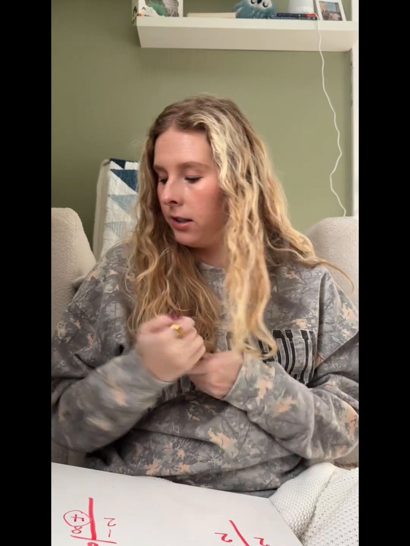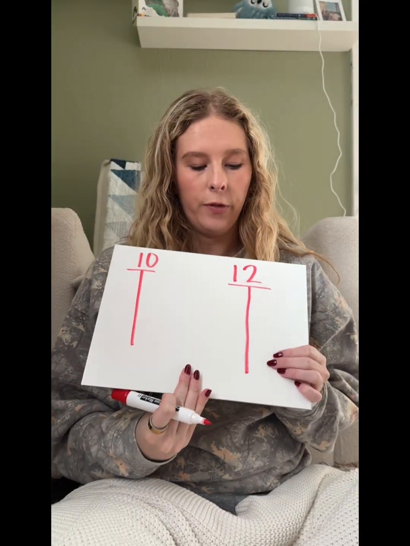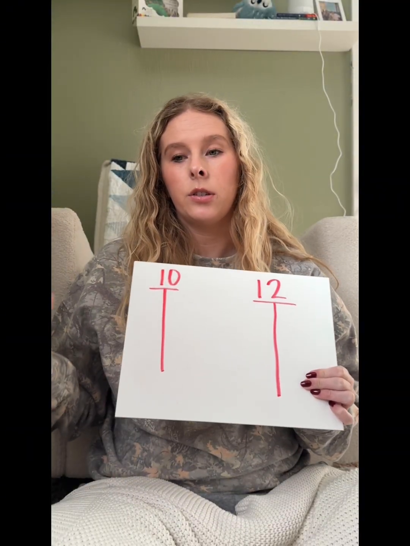All right, let's do another one. I'm going to do it with a little bit bigger of numbers. Let's do the fraction 10/12. So we're going to write 10 and 12. We're going to make little T-charts, just like that. So first, we're going to start with the factors of 10. So 1 times 10 gives me 10. 2 times 5 gives me 10.